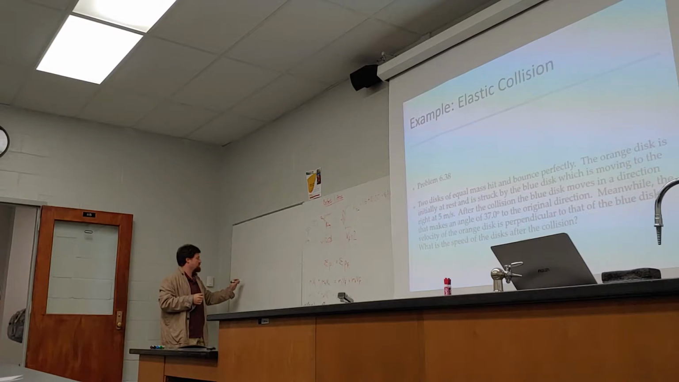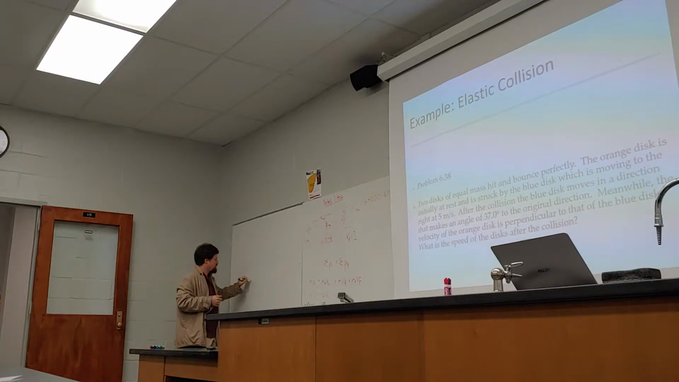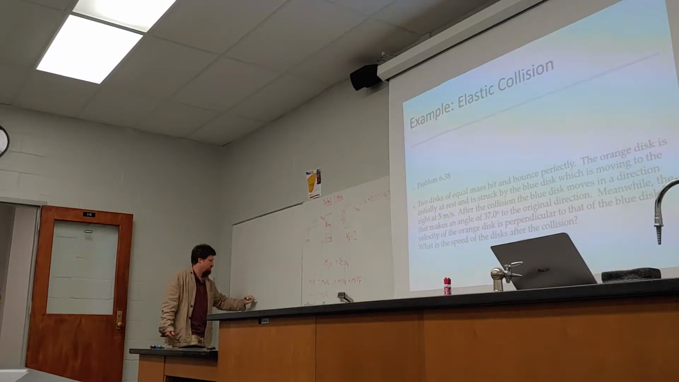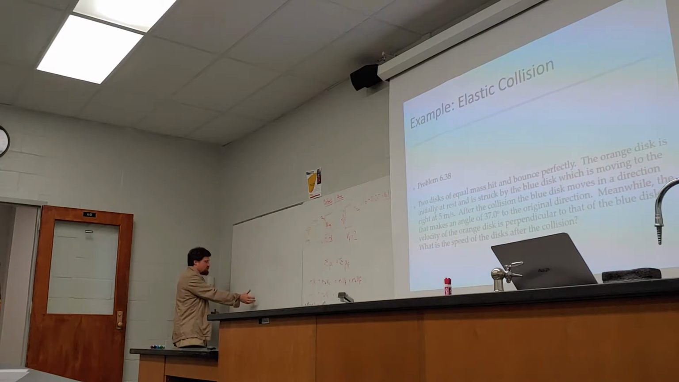If I rearrange this, I can get negative VBF times sine of 37 equals VOF times sine of 53. Divide this over, and you get negative VBF equals VOF times sine of 53 over sine 37. These are constants. You can divide this and just find a number.